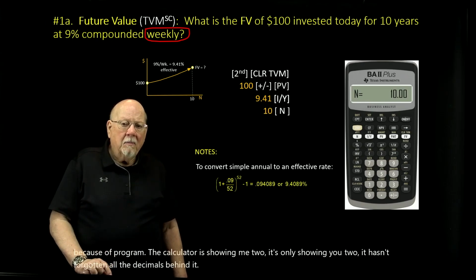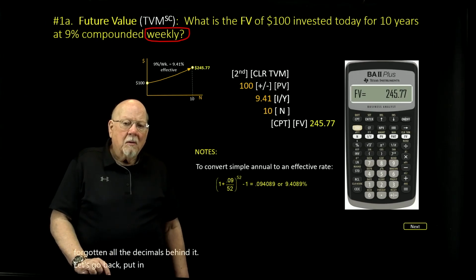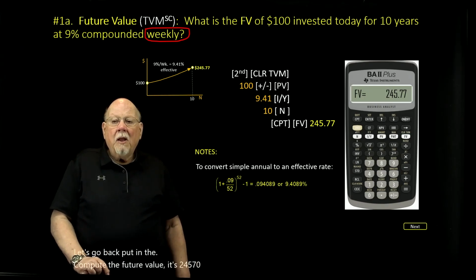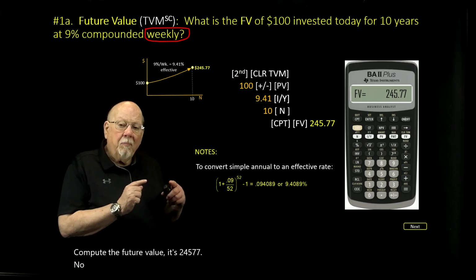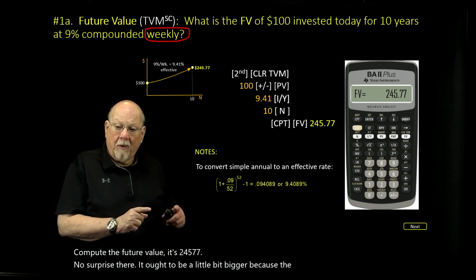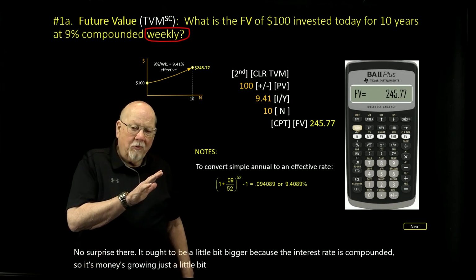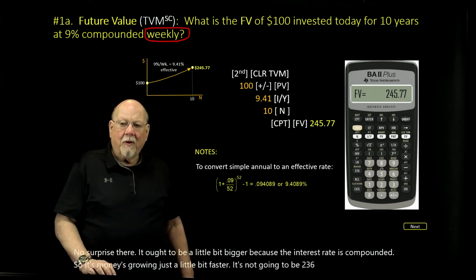Let's go back, put in the n, compute the future value, it's 245.77. No surprise there. It ought to be a little bit bigger because the interest rate is compounded, so money's growing just a little bit faster. It's not going to be 236.74, it's now 245.